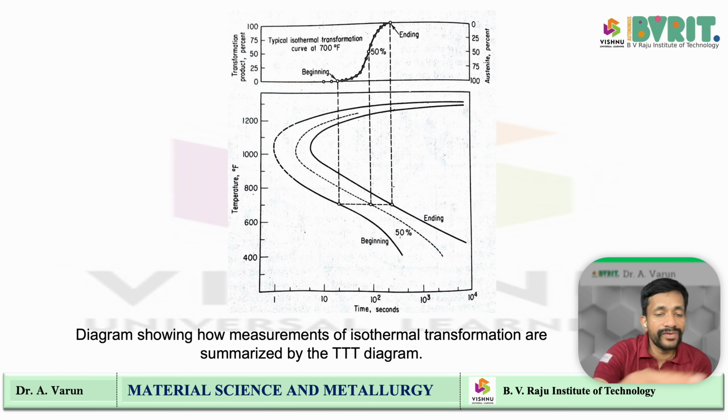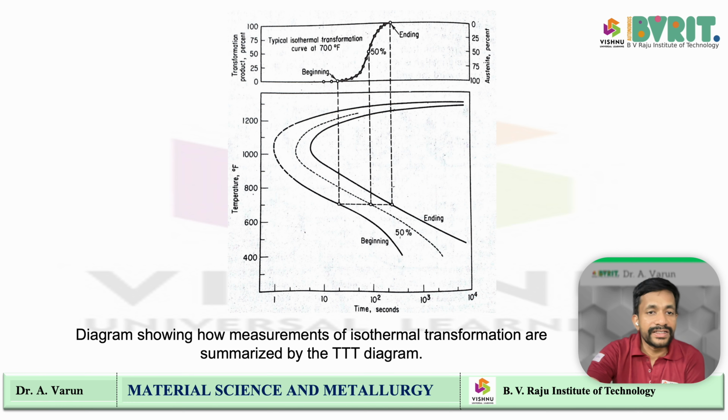So basically, in the previous slide, what you have seen is 0% transformation, then 50% transformation, and then 100% conversion. When we plot at that subcritical temperature, you get the beginning of transformation, 50% transformation, and ending of transformation. When you superimpose all such subcritical temperatures, let's say 623, 523, 423, and time intervals at different levels, you'll get this beginning of transformation, 50%, and ending of transformation.